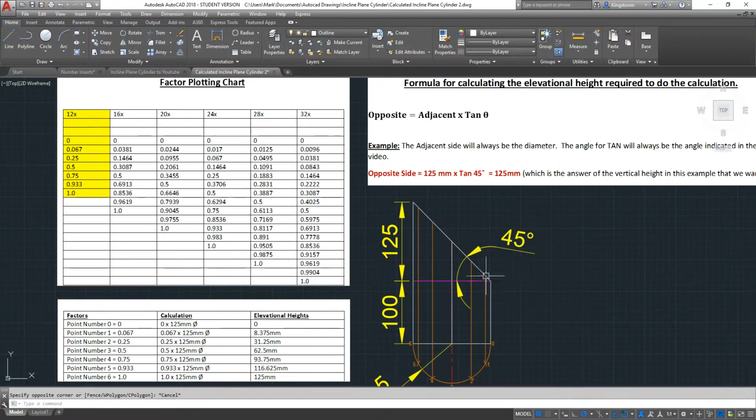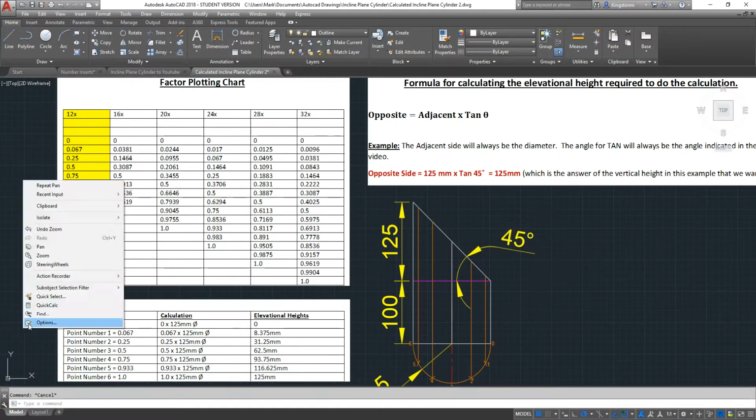Line 0 is 0. If we come over here, point number 3 is actually 0.5. We come to the center line here. From the imaginary line up to the angle is basically half, or it is halfway of 125. So 0.5 over here on the left hand side times 125 gives you an elevational height here of 62.5 millimeters.